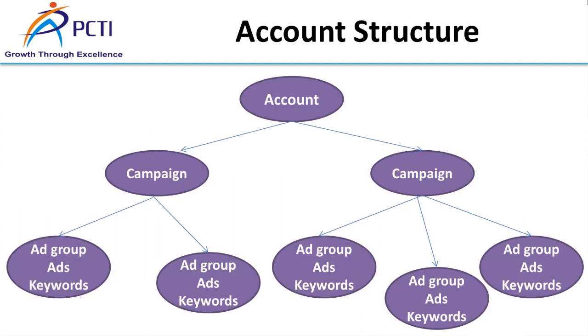AdWords platform. Google Ads is organized into three layers: account, campaigns and ad groups. So your account is basically associated with a unique email address and password. Apart from this, using this email address, you need to set your billing information also. Your campaigns have their own budget and settings that determine where your ads appear. Your ad group contains a set of similar ads and keywords.